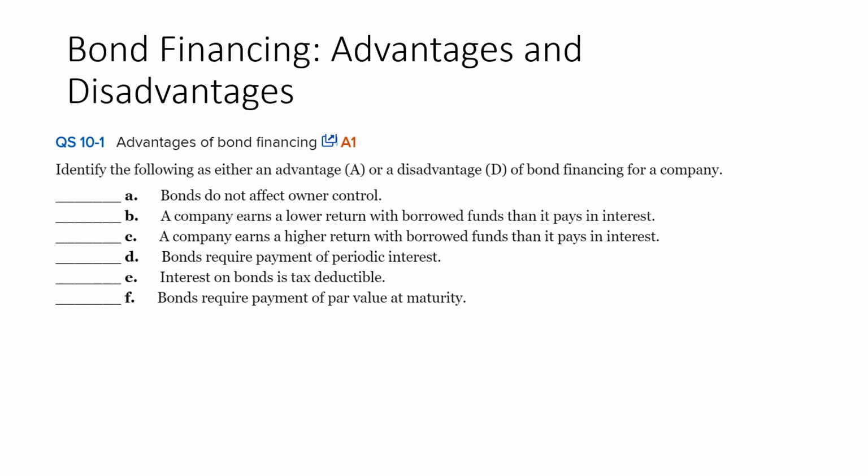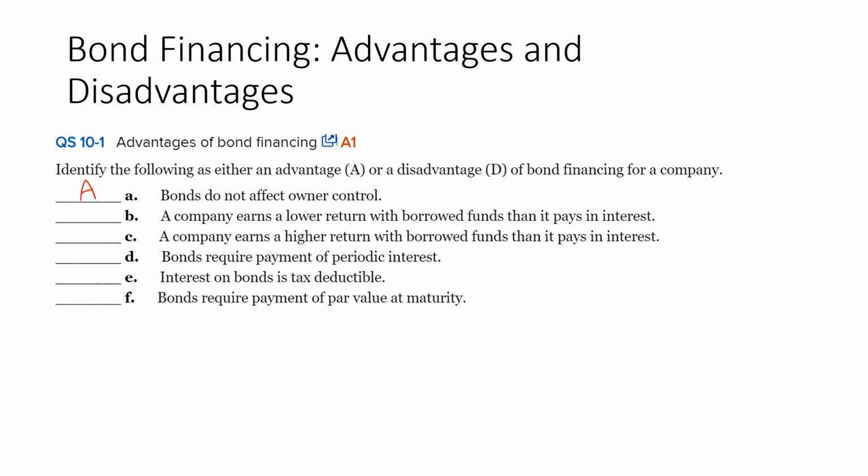A, bonds do not affect owner control. This is an advantage. And that's because bondholders have no ownership interest in the corporation. They're basically creditors or lenders. So they can't make decisions that affect the corporation. Stockholders have ownership in a corporation and can affect it, but bondholders cannot.